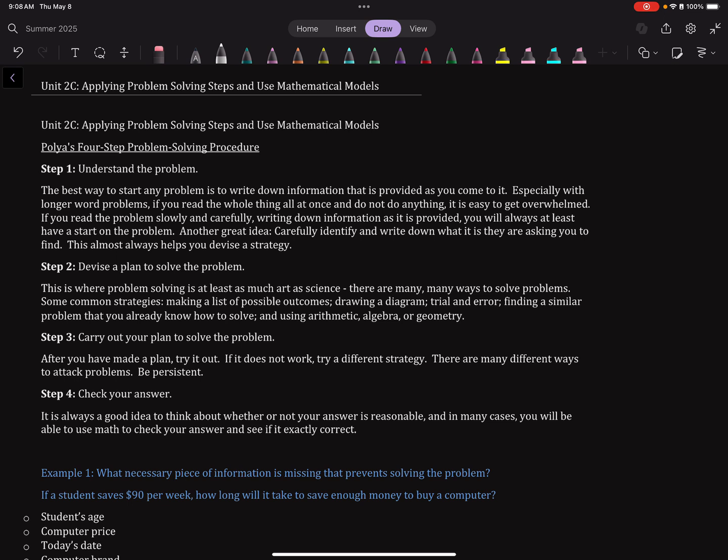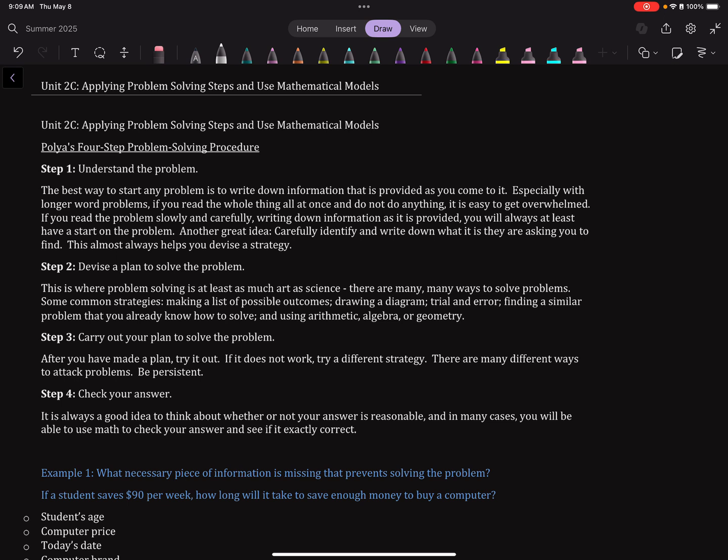So our first thing we need to do is understand the problem. The best way to start any problem is to write down information that is provided as you come to it. So write down all the big information like numbers. That's what you want to look for, especially with longer word problems. If you read the whole thing all at once and do not do anything, it is easy to get overwhelmed. If you read the problem slowly and carefully, writing down information as it is provided, you will always at least have a start on the problem.